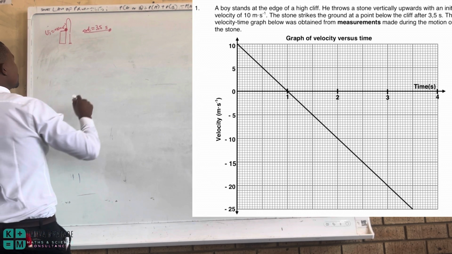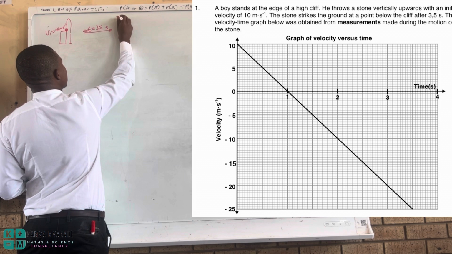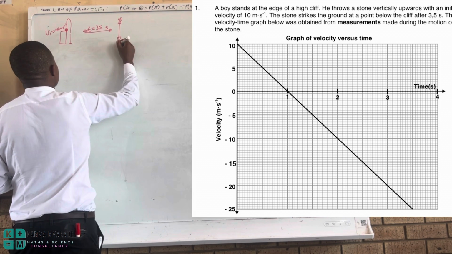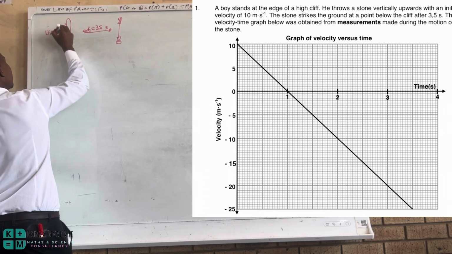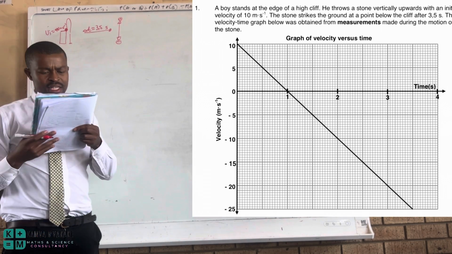Good. So now you are taking up as positive and down as negative. So this is going to be positive 10 meters per second. Again, that is good.